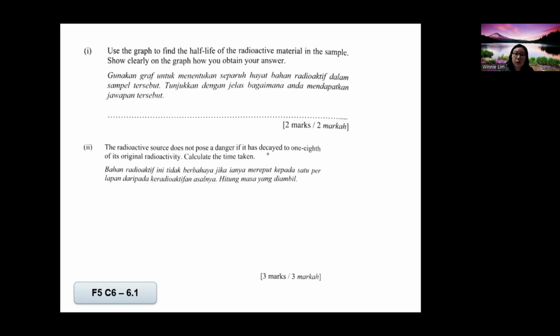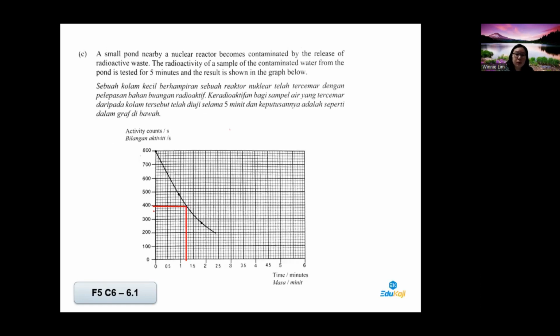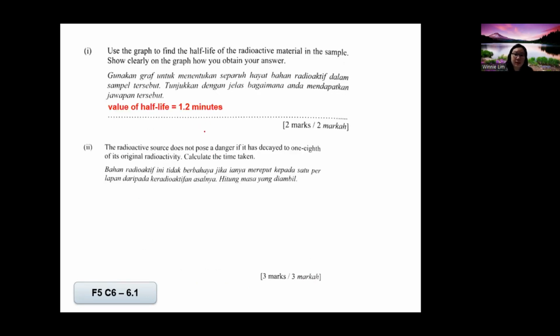So from the graph, how do you get the half-life? You basically do interpolation. Interpolation means you draw the vertical line and the horizontal line. From 800, half of it is 400. You can draw a dotted line or just a clear line, then you move down. Then you need to know how to read. 5 little boxes is 0.5, so one small box is 0.1. You have the second box marked 1.2, and you also need to write the unit of minutes. So the answer is 1.2 minutes.